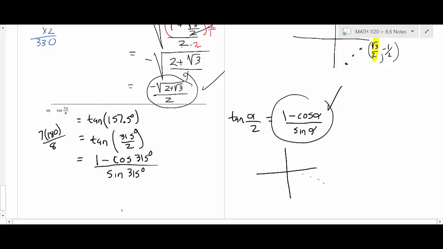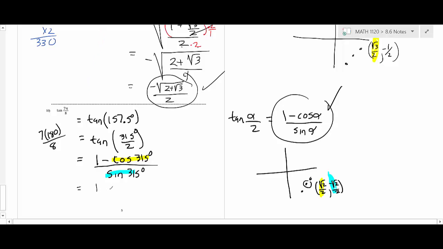Okay, so let's see. We know that we're in quadrant 4. 315. What is the point on the unit circle at 315? Root 2 over 2 and negative root 2 over 2. It's in the middle. Okay, so that's the one that's easiest to remember. So we got that, and we're ready to get everything put together. So the cosine is going to be that. Okay, the sine is going to be that. Okay, let's plug it in, and then we'll do a little bit of arithmetic to finish up.